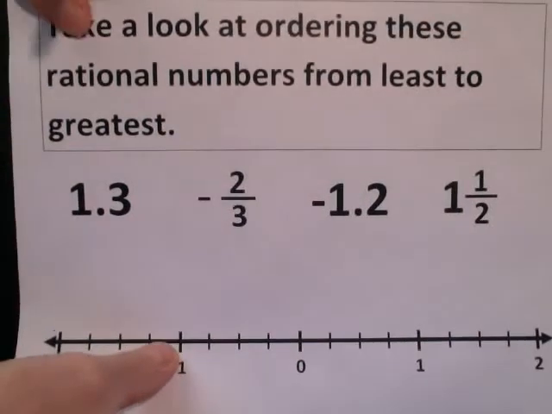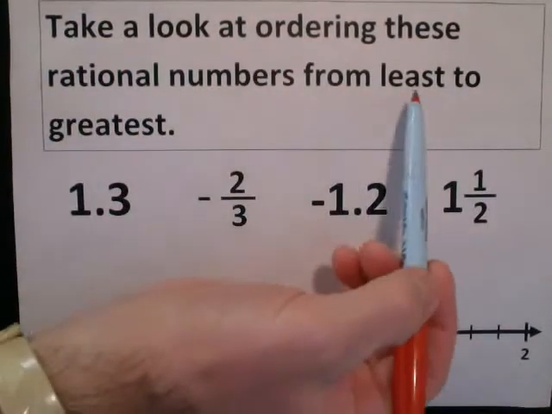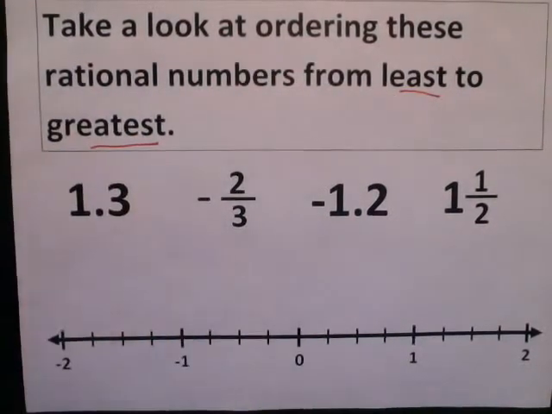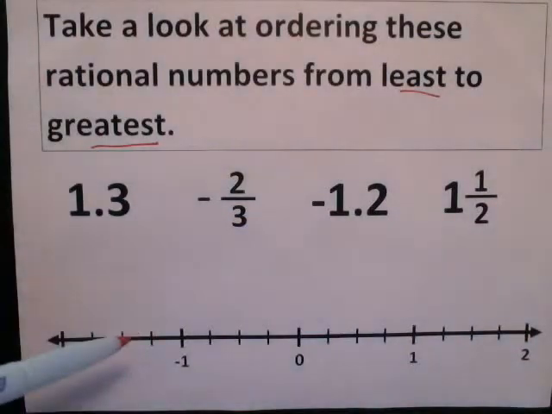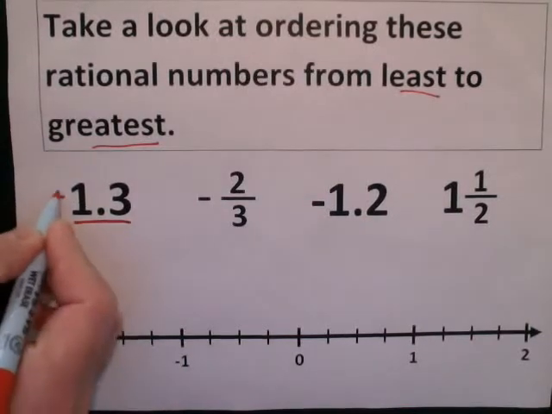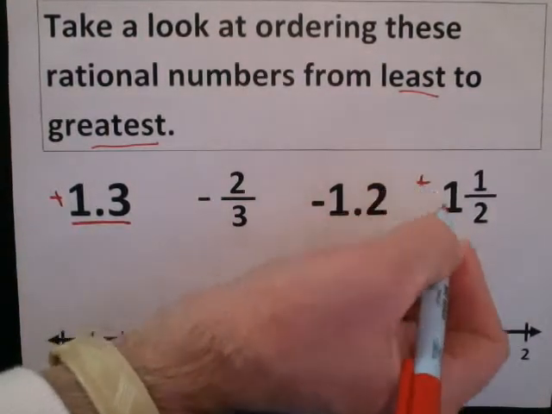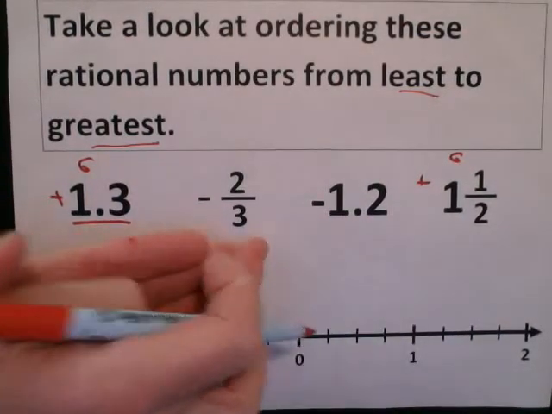Take a look at these rational numbers. So obviously we have a list of 4 numbers, and we have a number line down there to help us, and we want to order them from least to greatest. Well, obviously anything positive is going to be greater than anything negative. So first of all, we can identify our positive numbers. This is positive and this is positive. So we know this will be greater and this will be greater than these two negative numbers.